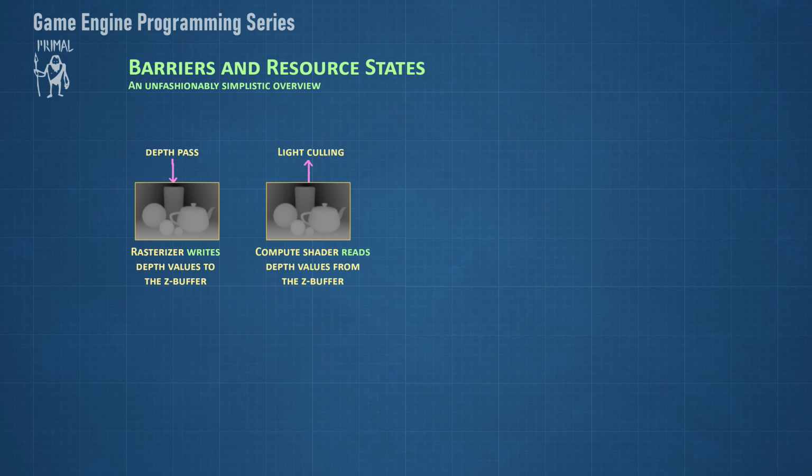Obviously, we only want to read from this buffer when depth pass has finished writing depth values. But how do we know when the buffer is ready for reading? Here is where resource barriers come in.